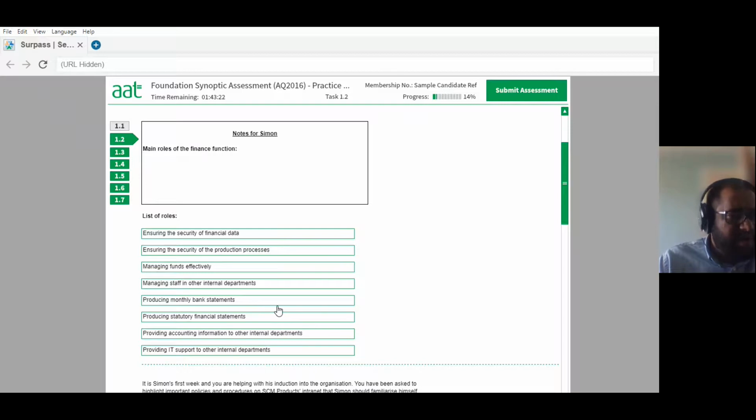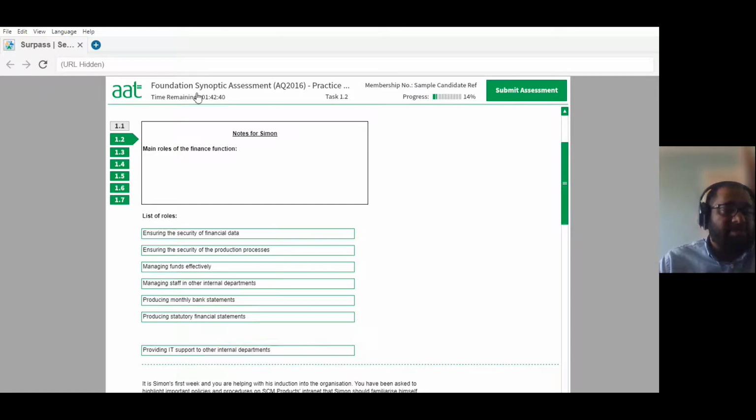Producing monthly bank statements, okay, can be. Produce statutory financial statements, yeah, should be. Providing accounting information to other internal departments, yeah, that should be fine. Providing IT support to other internal departments, that is not right. But this one here, producing monthly bank statements, I don't think that will be a job for the finance function, because does the bank give you the bank statements or you do that by yourself? You normally do cash book and then you do your bank reconciliation, not producing monthly bank statements. So that is not a right answer.